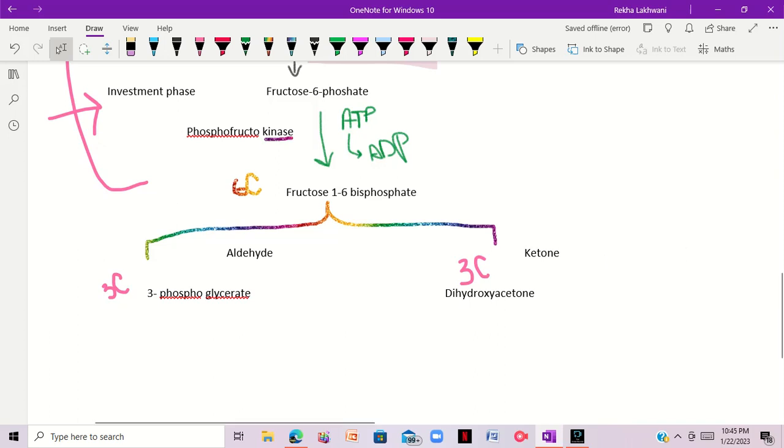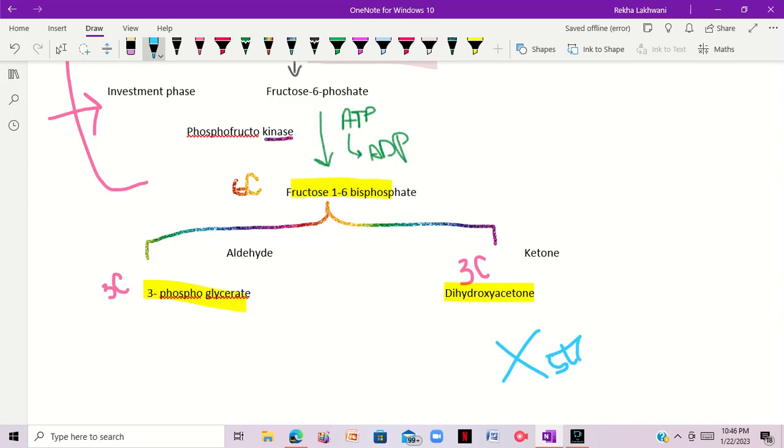So basically, this fructose 1,6 bisphosphate is converted into two types of sugars, both 3 carbon. Fructose is basically a 6 carbon sugar, and one molecule is converted into 3-phosphoglycerate, and another into dihydroxyacetone. Both are compounds that are interconvertible. They can be converted to each other. So here the reaction actually stops, so it can't go further.